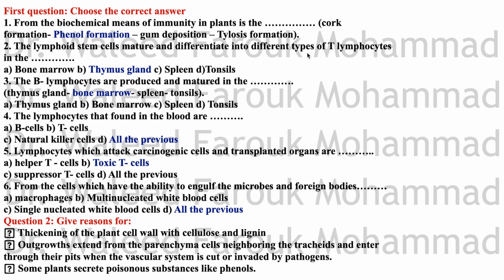The lymphoid stem cells mature and differentiate into different types of T lymphocytes. Where does the T lymphocytes mature? In the thymus gland. Okay, the B lymphocytes are produced and matured in the bone marrow.